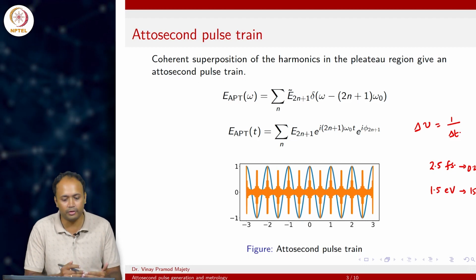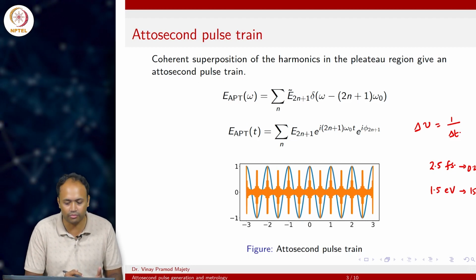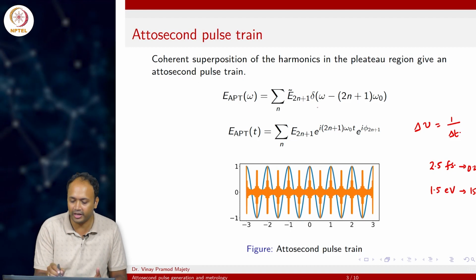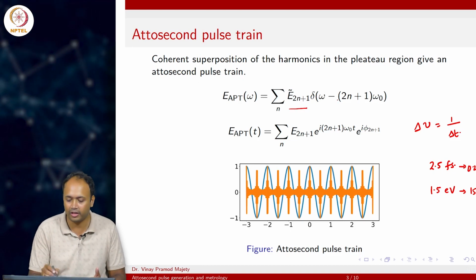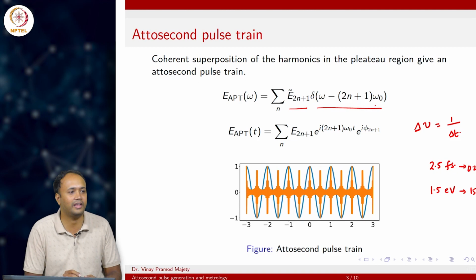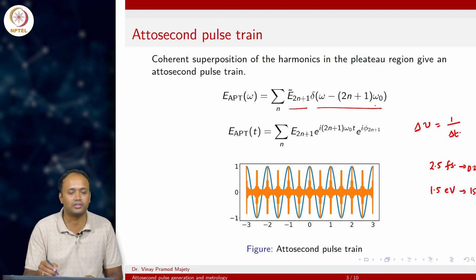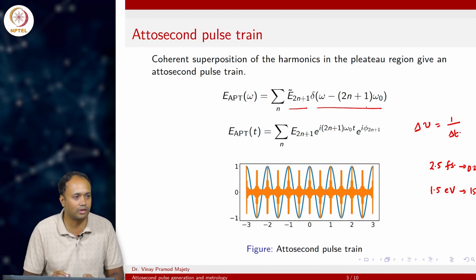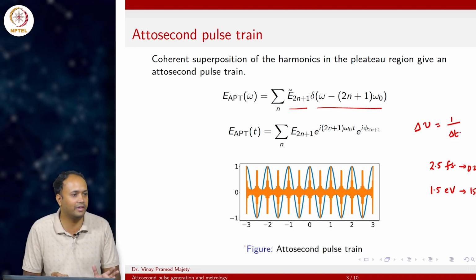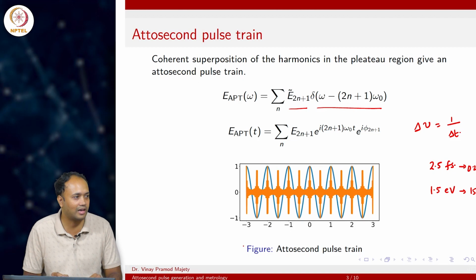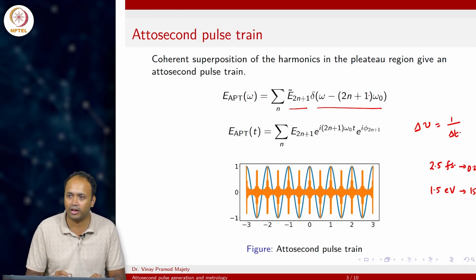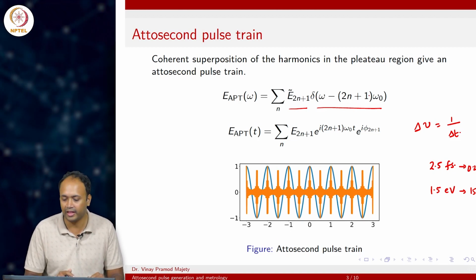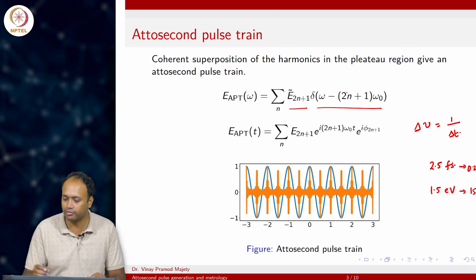Now, if I take a coherent superposition of all of these, in the Fourier domain I have some amplitude, and I am approximating each of these harmonics as essentially a delta profile in the Fourier domain, omega minus (2n+1) omega naught. We already discussed in the last lecture why we get only odd harmonics. So, let us say we only get odd harmonics, we have this homogeneous medium, and you have this kind of delta profile in the Fourier domain.